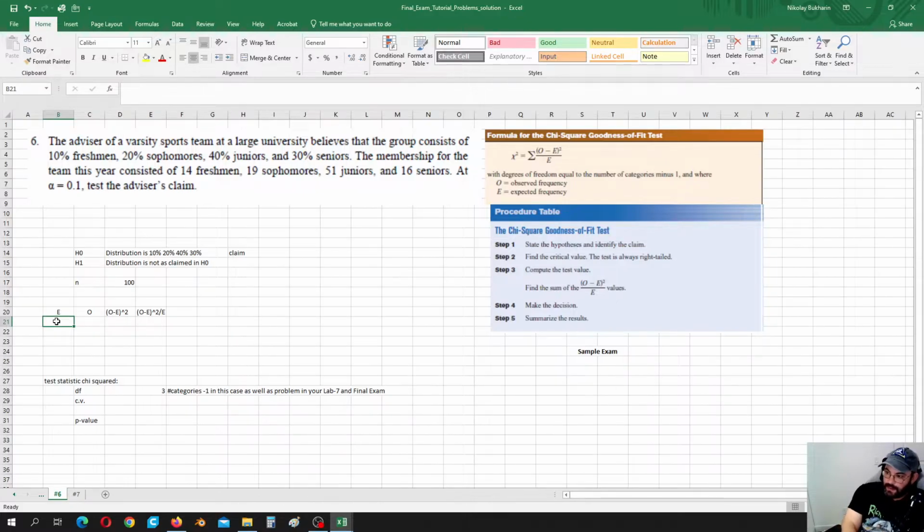In this case, it's going to be quite straightforward, as I said. It's going to be 10, 20, 40, and 30. So that's what we expect. What we actually observe is 14, 19, 51, and 16. So let's put it here: 14, 19, 51, and 16. We can see right away that it's not going to work well, right? Because the only more or less matching number is here. Everything else is significantly different.